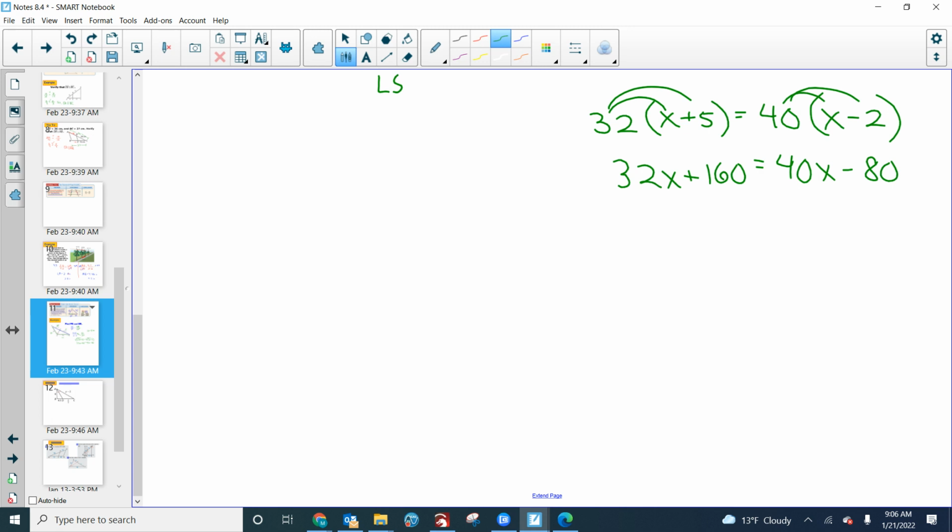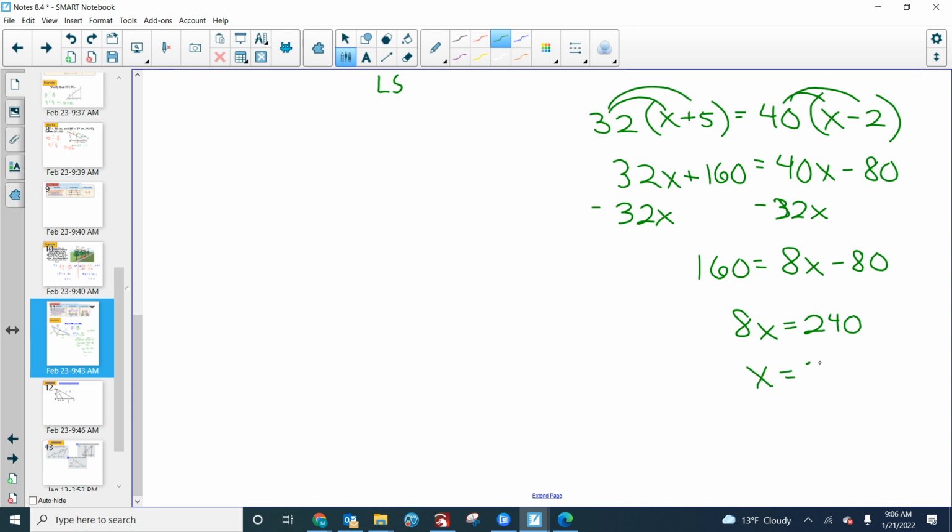I moved the number before. I don't care, honestly. You didn't listen to algebra very well, did you? All right, so we get 160 equals 8x minus 80. Add 80. 8x equals 240. Divide by 8. Did you get 30? I did that quickly in my head, so check my work, please.